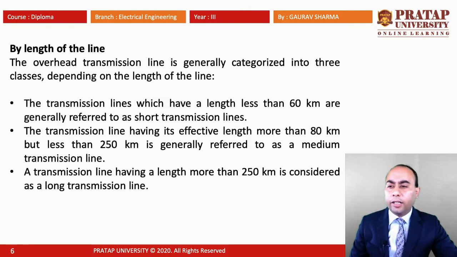Now, we also classify lines by the length of the line. We classify them as per the length into three categories: small transmission line, medium transmission line, and long transmission line.